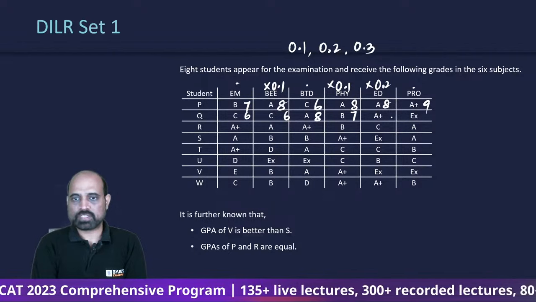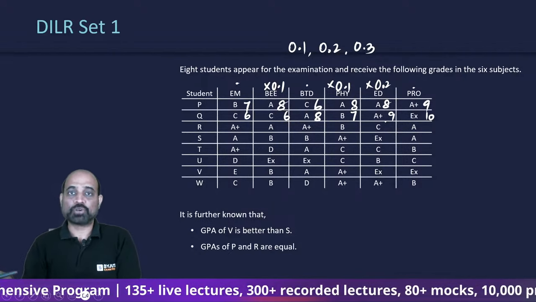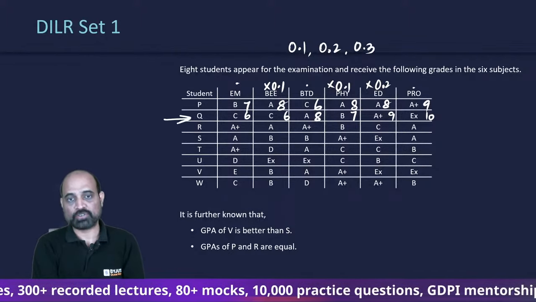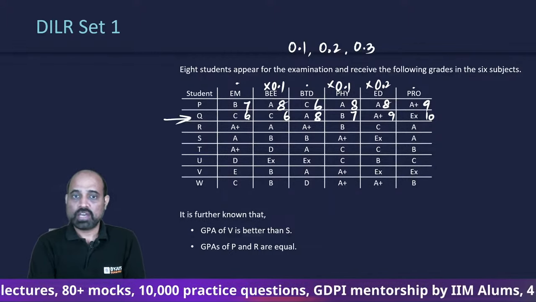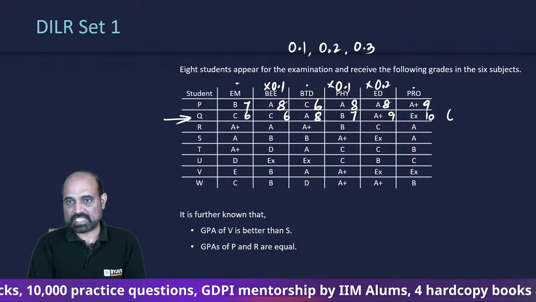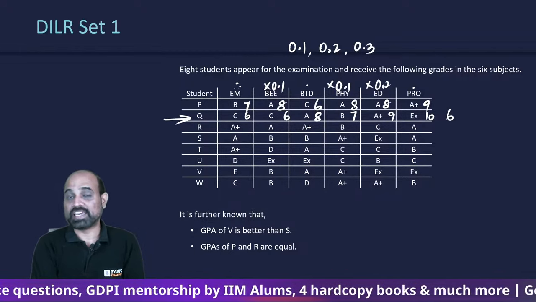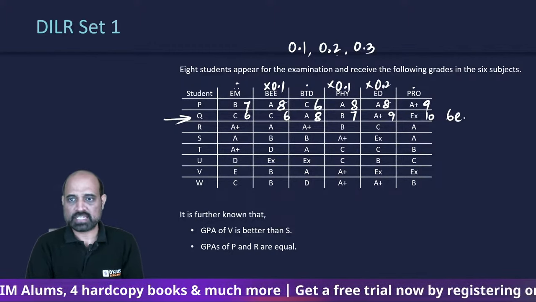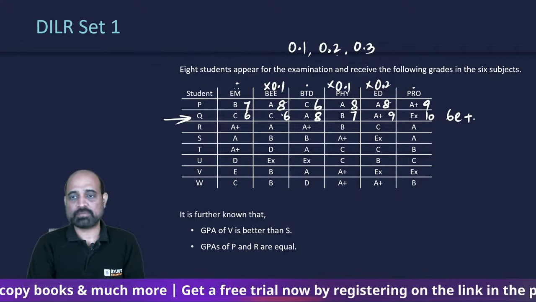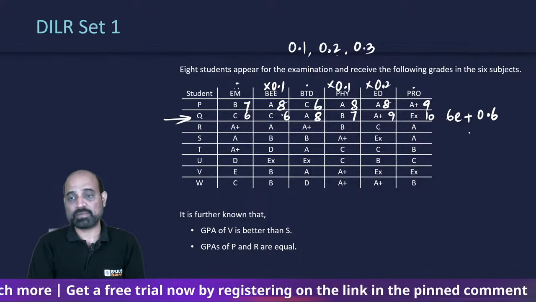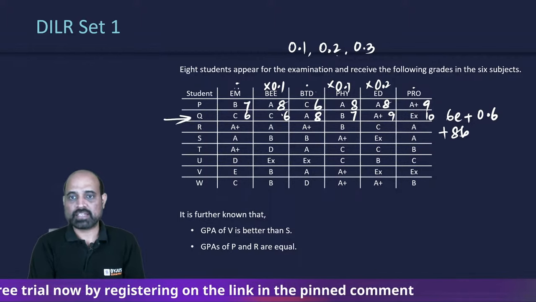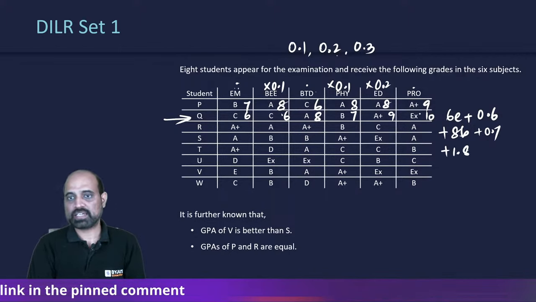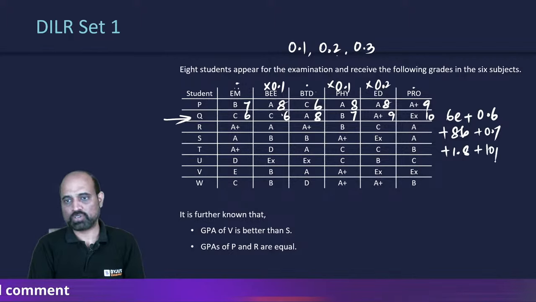7, 9 and 10. We will be calculating their overall GPA. So how do we calculate GPA? For example, if I have to calculate the GPA of this student Q, we will multiply this 6 with whatever the value of EM weightage is going to be. It could be any of 0.1, 0.2, 0.3. So I don't know, so I'm going to write this as 6 times A plus 6 times 0.1, which is 0.6, 8 times B, then 7 times 0.1 is 0.7, 9 times 0.2 is 1.8, and 10 times whatever P is going to be, so 10P.